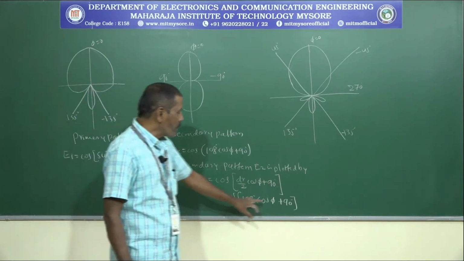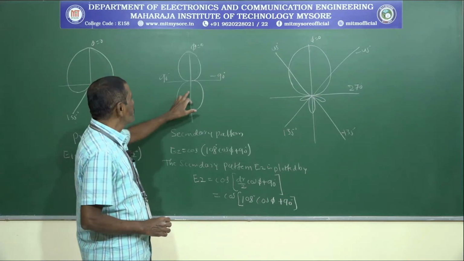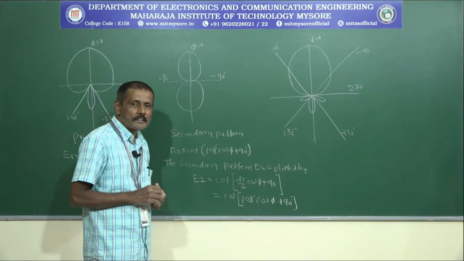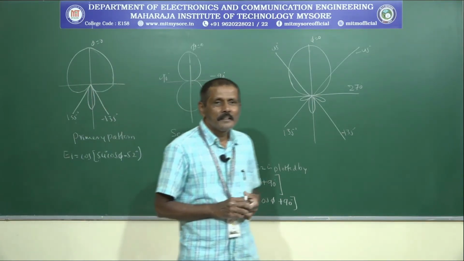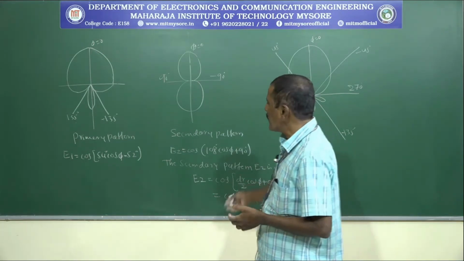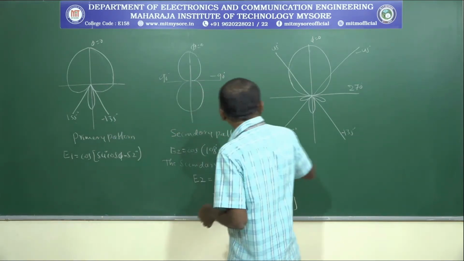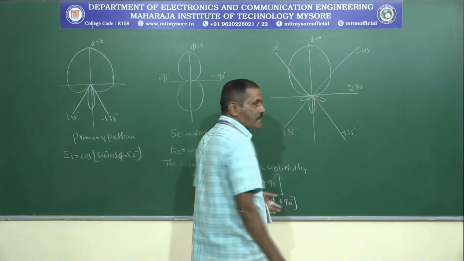Now, in this particular equation, if you go on changing the different values of phi, then we will get the radiation patterns like this. Then array synthesis is nothing but the pattern multiplication. The multiplication of these two is now going to give us the result like this.